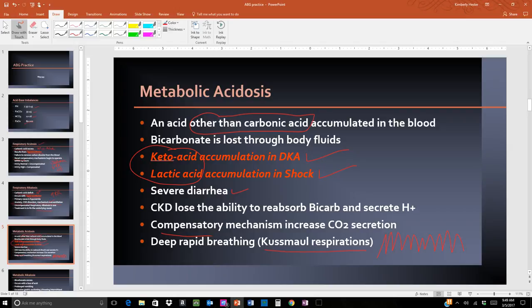If we have a patient in DKA, then what they need is, of course, fluids and insulin. And if they're going into sepsis, then they're going to need antibiotics in order to reverse that.